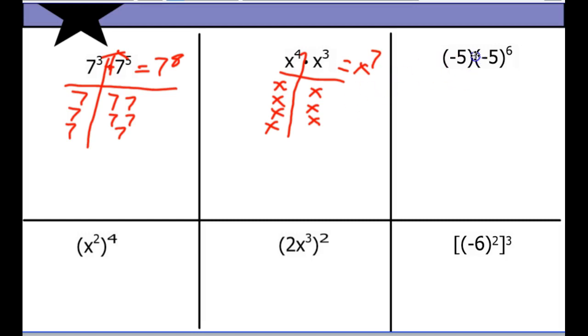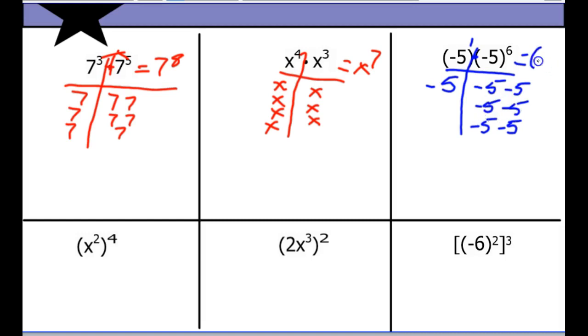Now if these two are touching, that means multiply. If there's nothing above it, we know there's 1. So if we make our table here, how many negative 5s do we have? Well, we have 1 negative 5, and we have 6 negative 5s over here. So we can write out 6 negative 5s. And how many negative 5s in total? Well, we have 1, 2, 3, 4, 5, 6, 7. So we have negative 5 to the 7th power.